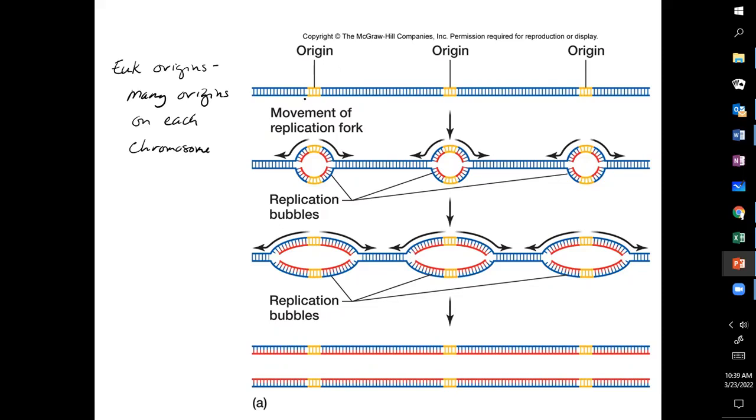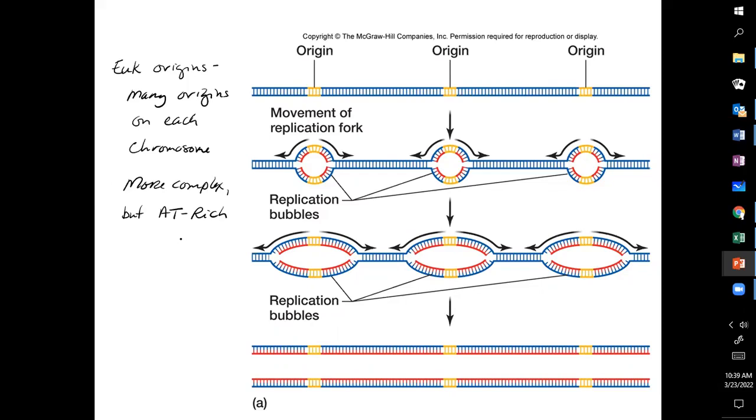Now, the identity and sequence of each origin are more complex, as you can imagine, in eukaryotes than in prokaryotes like E. coli. But one thing they do have in common with E. coli is that they're AT-rich regions. So the sequences are more complex and more variable than in prokaryotes, but often they're rich in ATs.